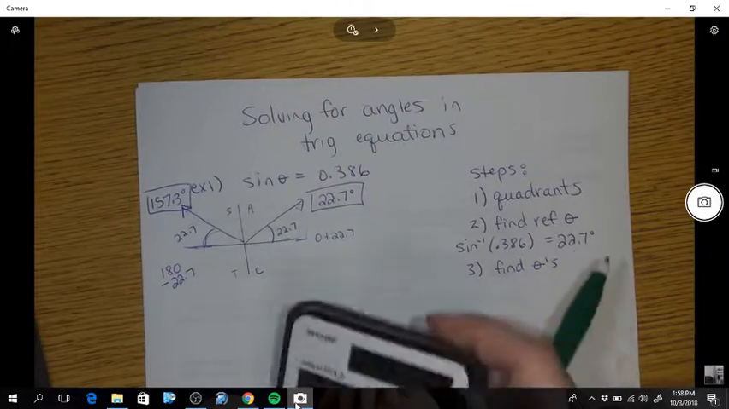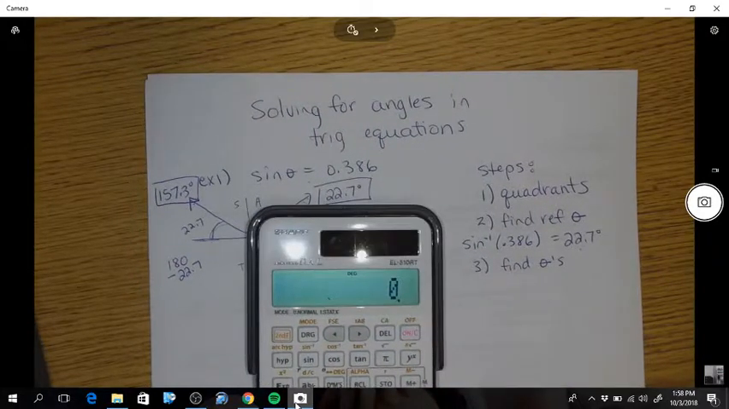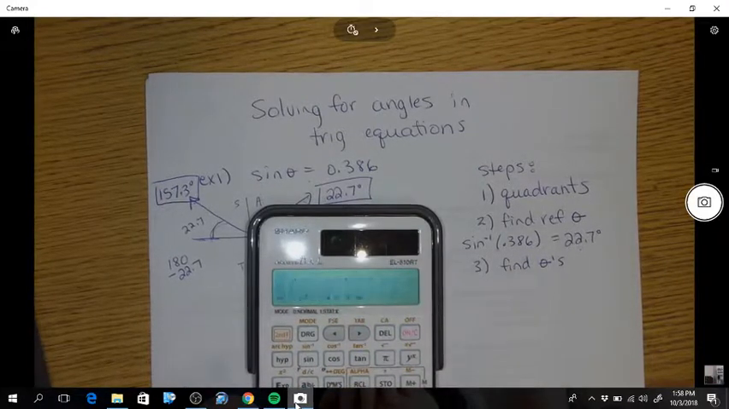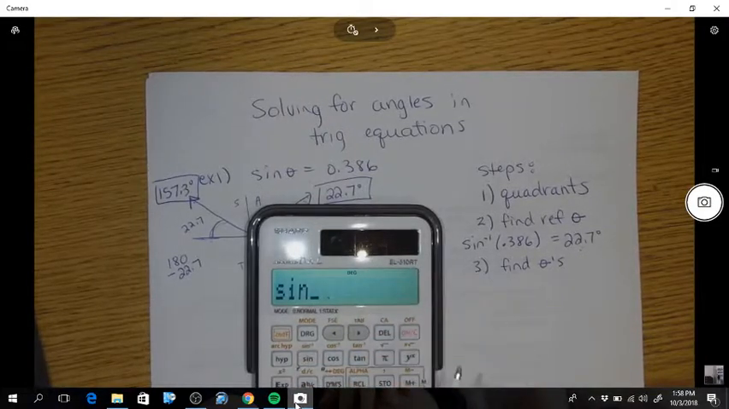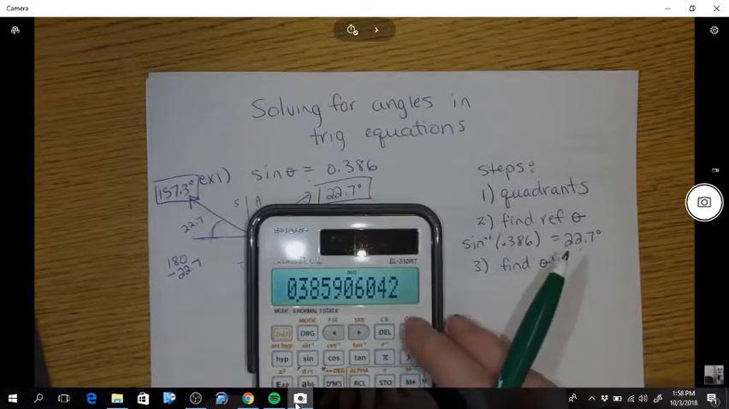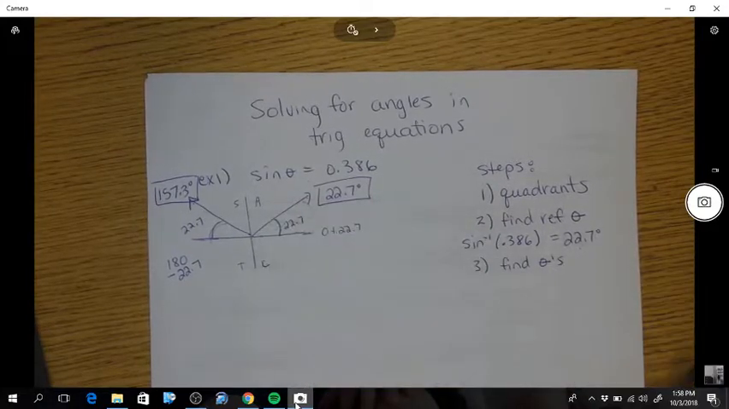You can always check your answer. So checking your answer on a test would look like this. What is the sine of 22.7? I should get 0.386. What is the sine of 157.3? 0.386. Okay, so now you know you are right.